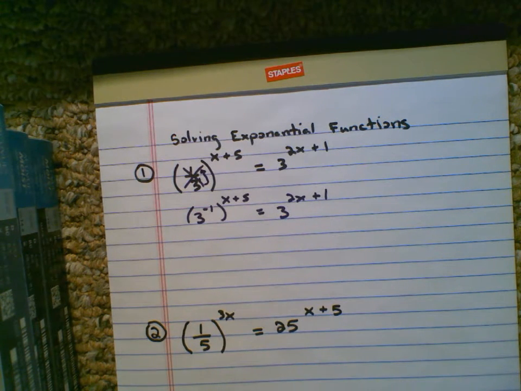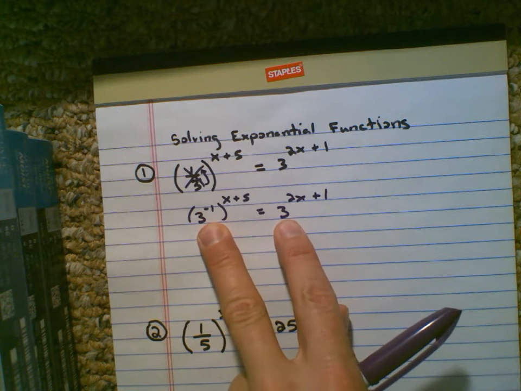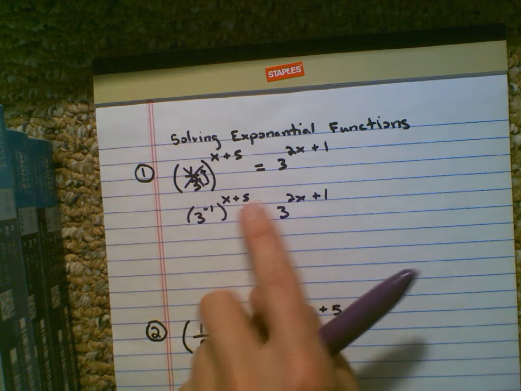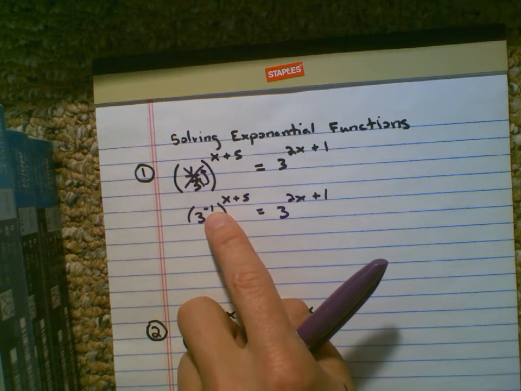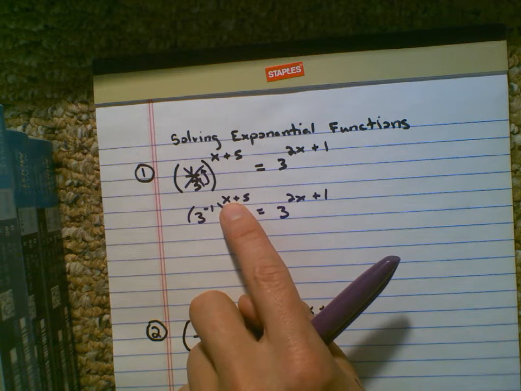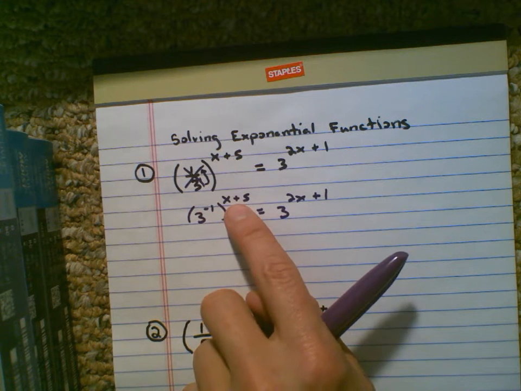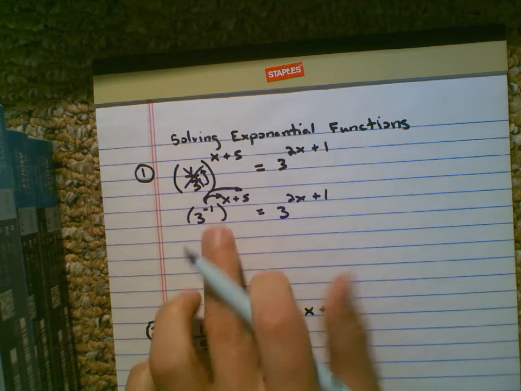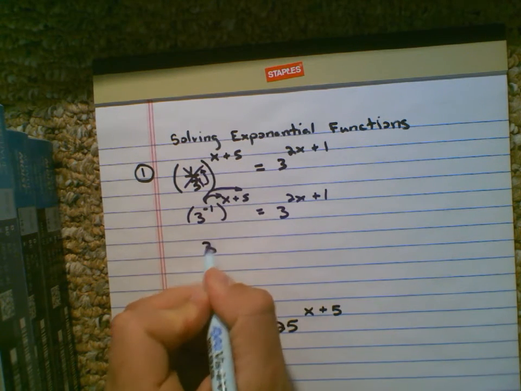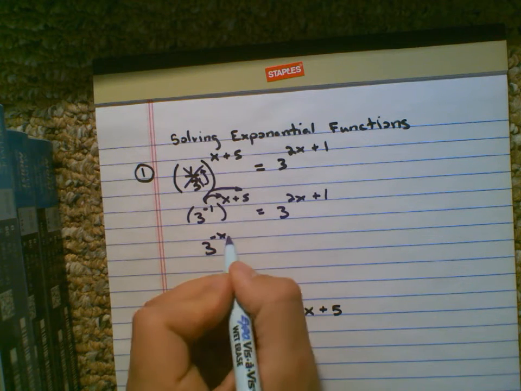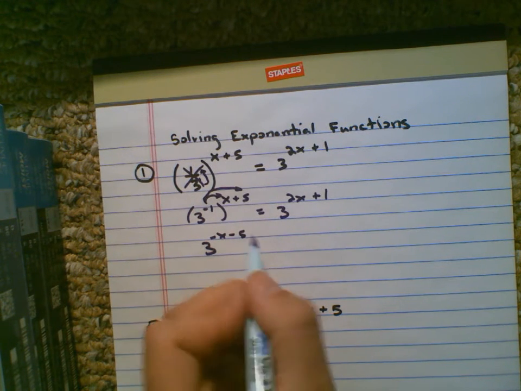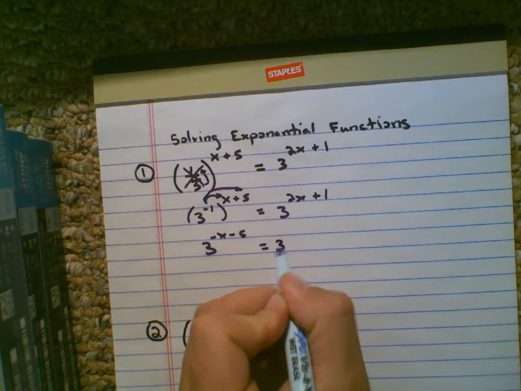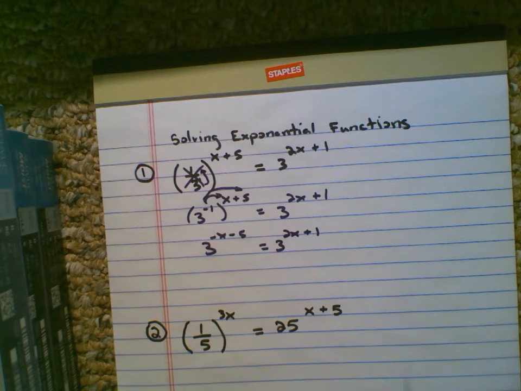Now, once I have it rewritten, I'm not quite done yet. I want to simplify the exponents on this side. So I have -1, and I'm raising that to the x plus 5. Well, anytime I raise a power to a power, I can multiply the exponents together. So I can take -1 times x and get -x, -1 times 5, get -5, and that has to be equal to 3 to the 2x plus 1.